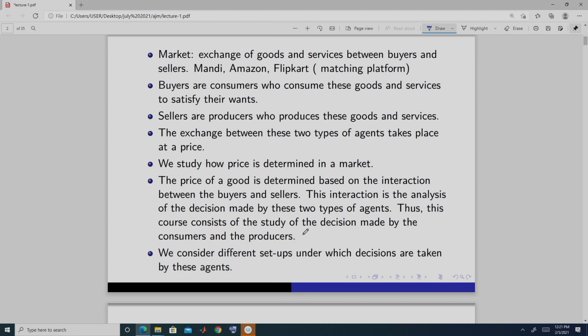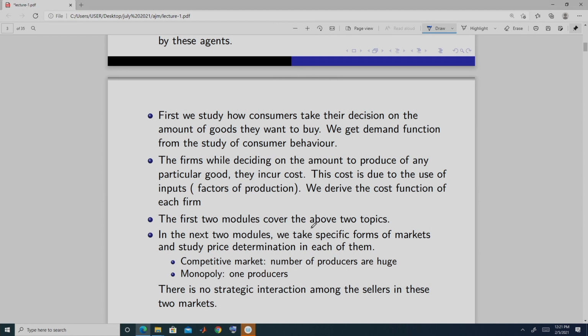And what we will do is take different setups, different environments you can say, under which these decisions will be taken. First, we study how consumers take their decision, that is, how much amount of goods and services they want to buy if they face any price and if they have a fixed income. We do that in consumer behavior. That is our first module.